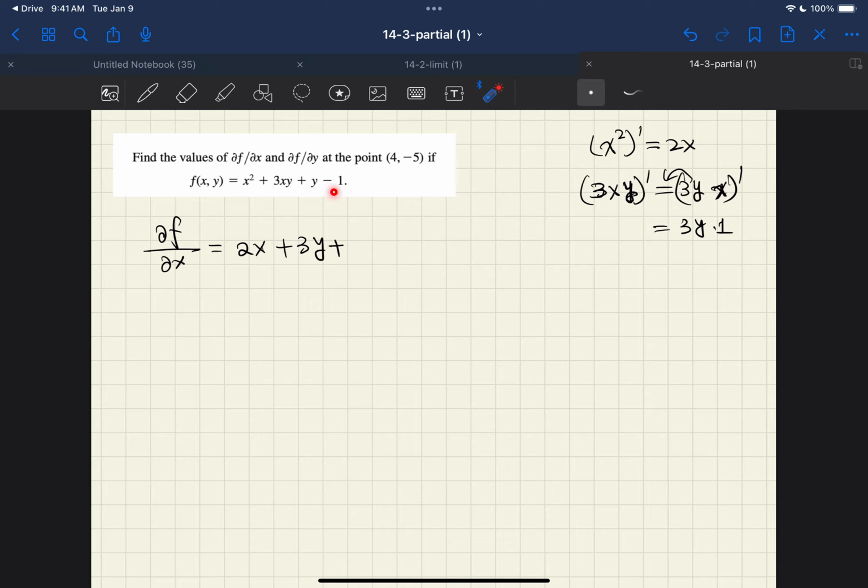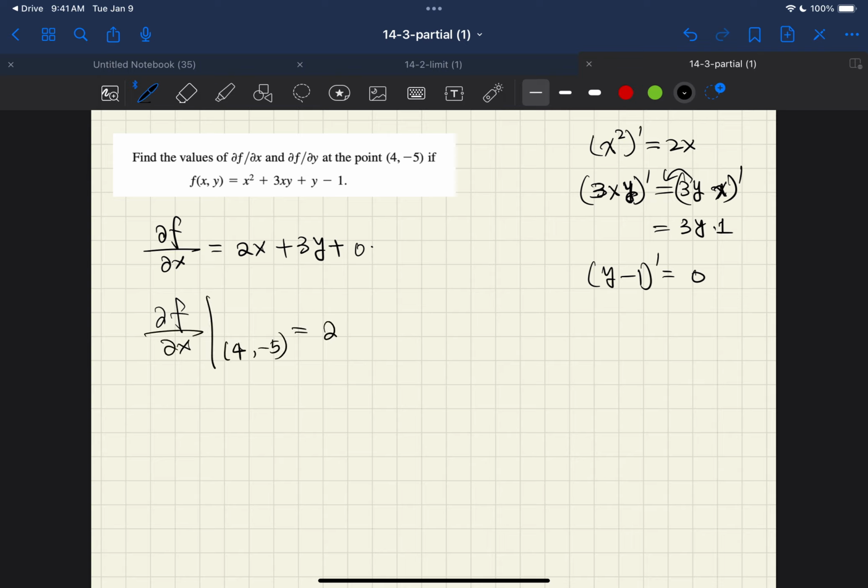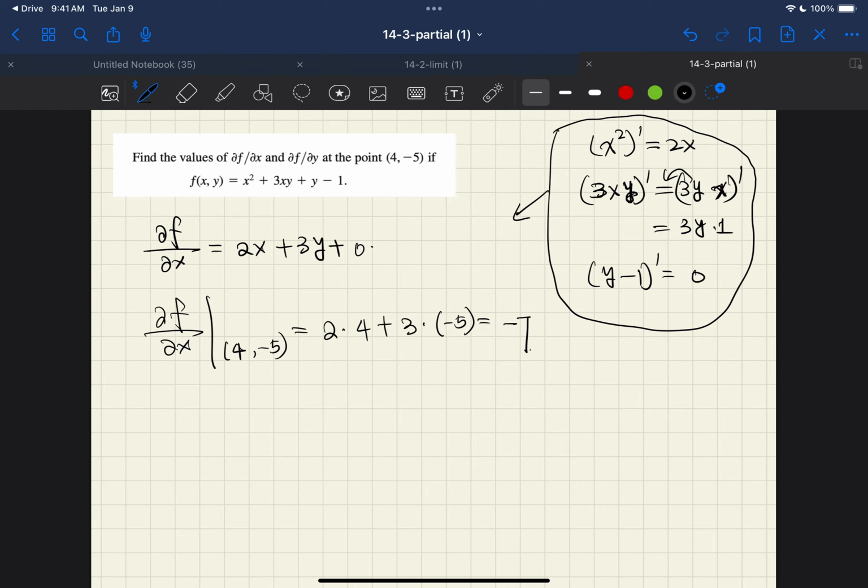And for the last two, y minus 1, y is constant, frozen. So constant prime is just 0. So at the end, we want to put in the target point, 4, negative 5, which means replace x by 4, y by negative 5, so negative 15 plus 8, negative 7. So this is the first question.